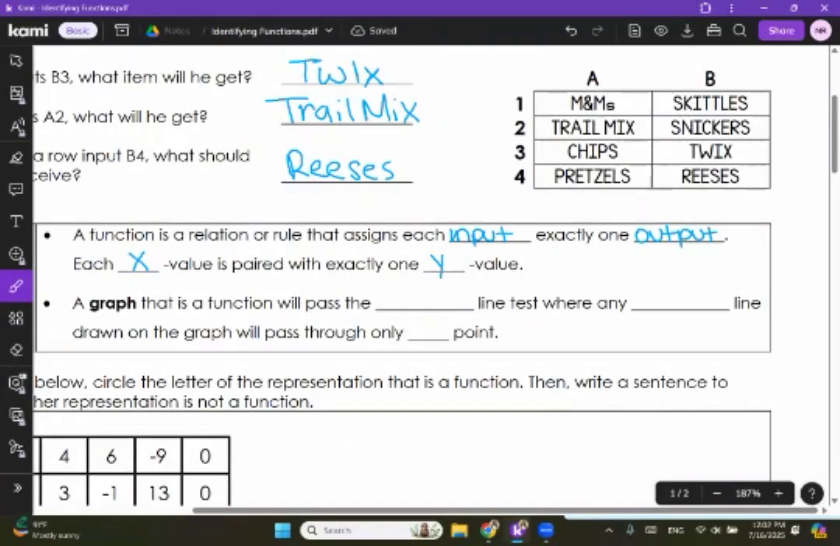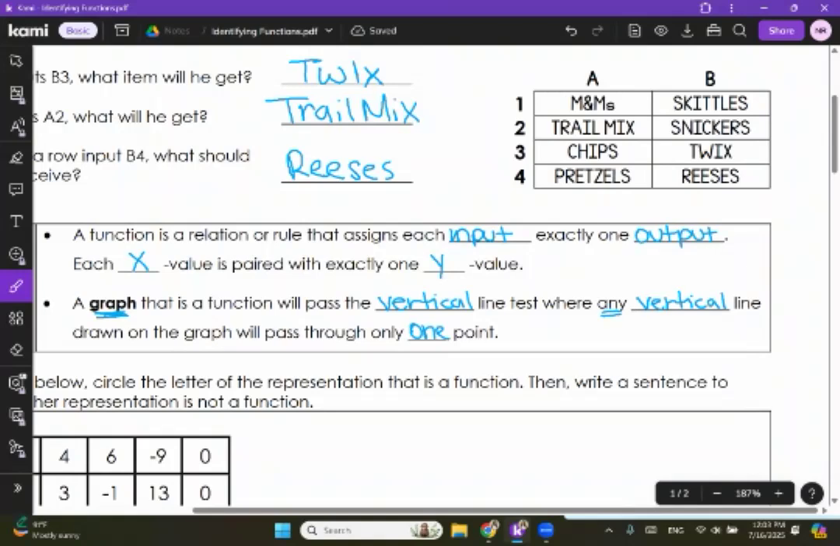A graph that is a function will pass the vertical line test, where any vertical line that you draw, could be multiple, on a graph will pass through only one point.